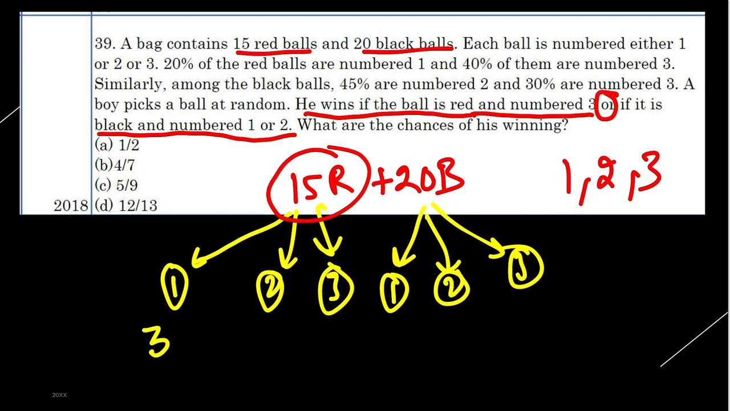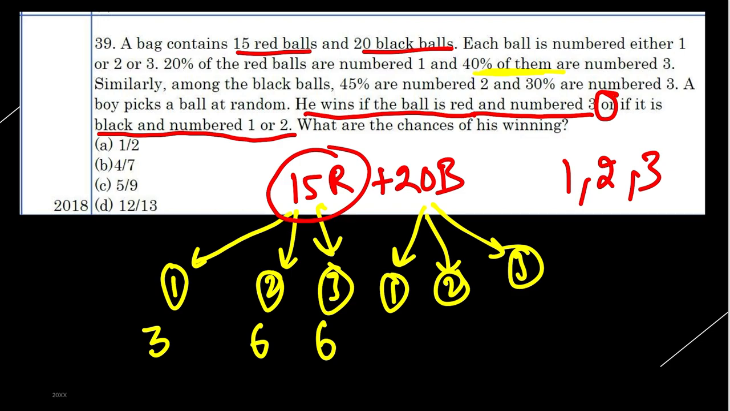40% of them are number 3. This is the second line. 40% of them are number 3. So what is 40%? That is 6 balls. And out of 15, 3 are number 1, 6 are number 3. How many are left? We are left with 6 balls, that is number 2.